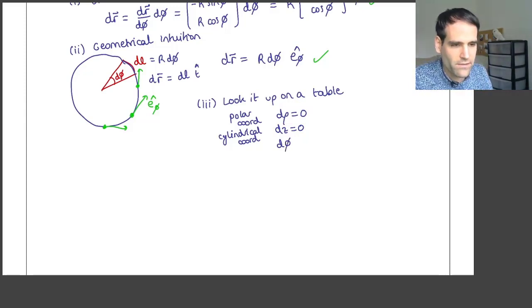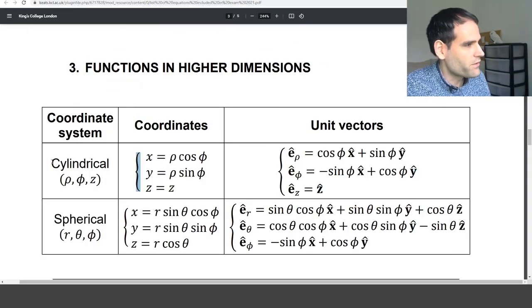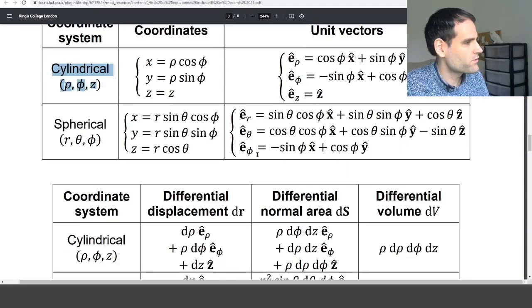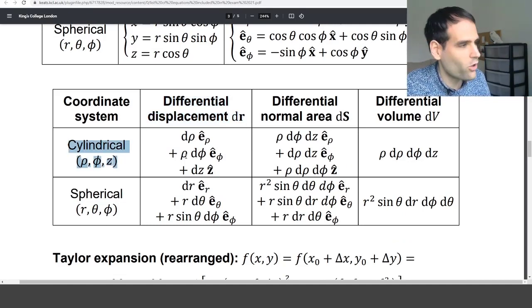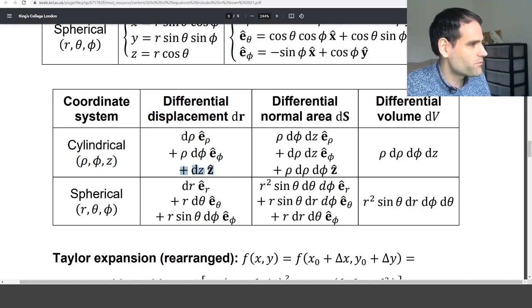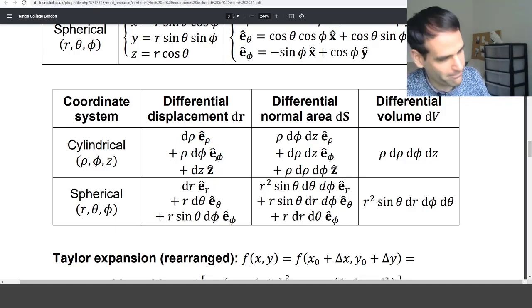So we go into the table, we look into cylindrical coordinates, but not this table. This only says the coordinates and the unit vectors. We want here the differential displacement. So cylindrical coordinates, differential displacement: dz goes to 0, d rho goes to 0, and we are only left with this, which is rho d phi e phi hat.